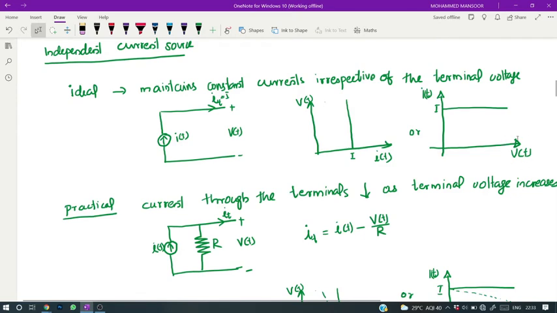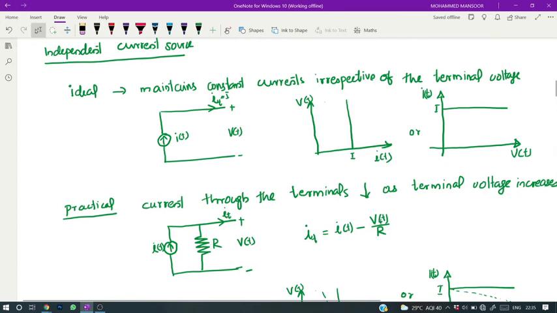As terminal voltage increases, there is a slight reduction in the terminal current supplied by the source. This behavior can be explained by connecting a resistance R in parallel with an ideal current source like this. We can write the expression for the terminal current I of t as the source current I of t minus the current flowing through this resistor R. Current flowing through R is the voltage across this resistor, that is V of t divided by R.